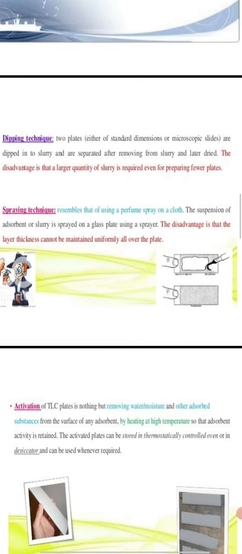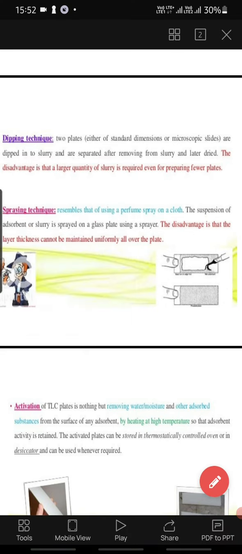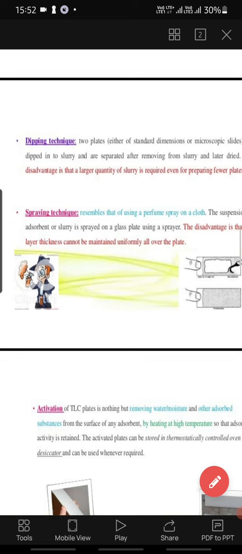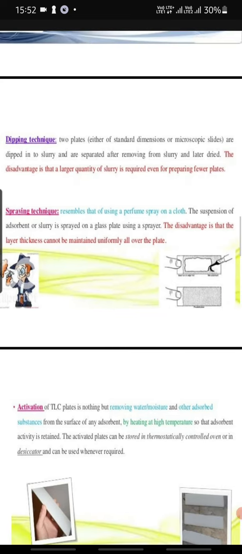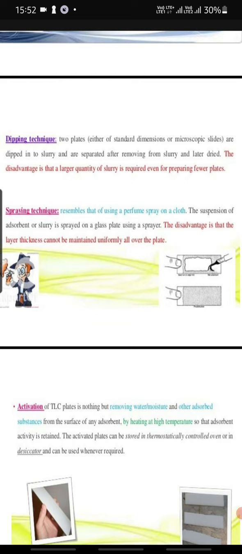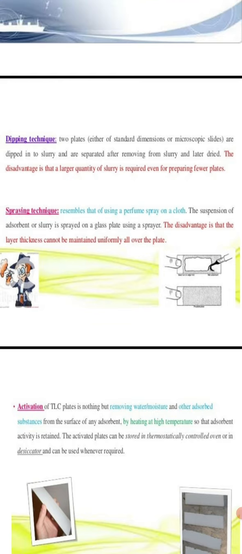Next point is the spraying technique, which resembles using a perfume spray on cloth. जैसे हम परफ्यूम स्प्रे यूज़ करते हैं क्लॉथ पे, वैसे ही हम स्प्रेइंग टेक्निक में करते हैं, in which the suspension of the adsorbent and the slurry is spread on a glass plate using the sprayer. इसमें क्या करते हैं हम, एक स्प्रेयर में अपनी जो स्लरी रहती है, जो एब्सॉर्बेंट की जो स्लरी है उसको भर देते हैं और उसको स्प्रे करते हैं on the glass plate by using the sprayer.